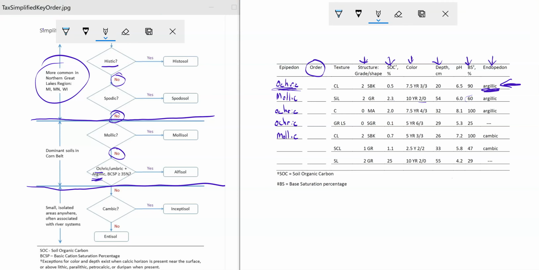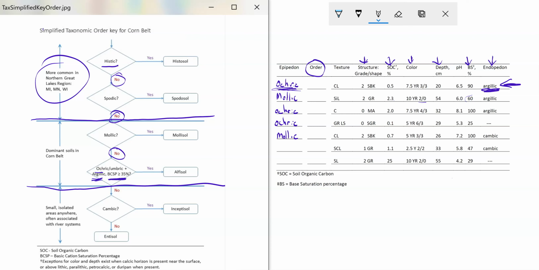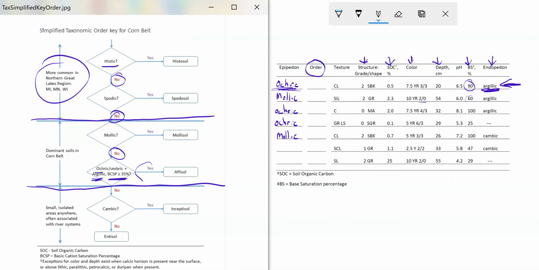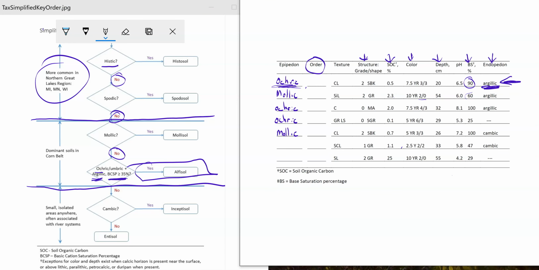Well, there's one more component here. Is its base saturation or base cation saturation percentage greater than 35%? We come and look, and it's 90%. So the answer is yes. Well, once we have a yes, we have an answer. And we're done. We don't have to ask any more questions. So in this case, our order is Alfisol. Now, orders are always written with capital letters. They're proper nouns.